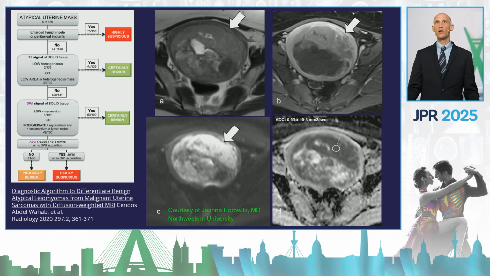And then if you have the ability to quantify your ADC measurement and you get a value less than 0.9, that is the most concerning finding for a potential leiomyosarcoma. So in this case, it read the book. It was heterogeneous, T2 bright, had invasive margins, was bright on high B-value imaging, and had restricted diffusion with a value of 0.65. So this mass went on to surgical resection and turned out to be a leiomyosarcoma.